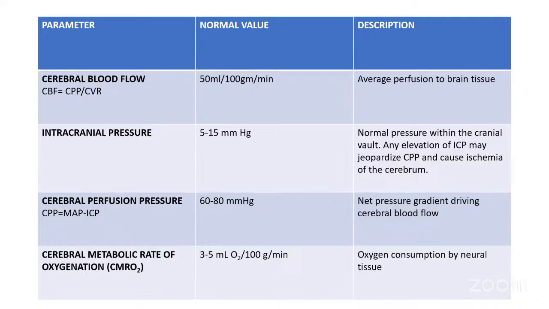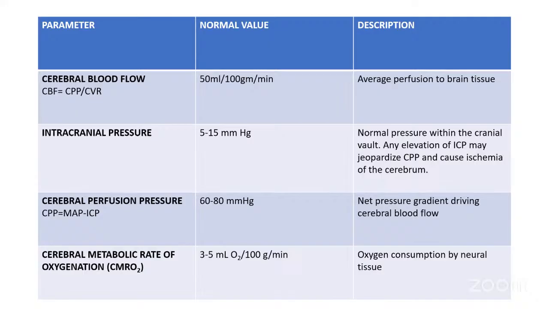Intracranial pressure is the normal pressure within the cranial vault. Normal value is around 5 to 15 millimeter of mercury. Any elevation of ICP may jeopardize CPP and cause ischemia of the cerebrum. Cerebral perfusion pressure (CPP), which equals MAP minus ICP, is around 60 to 80 millimeter of mercury. This is the net pressure gradient driving the cerebral blood flow. Usually ICP is low in normal condition, so CPP is approximately equal to MAP.